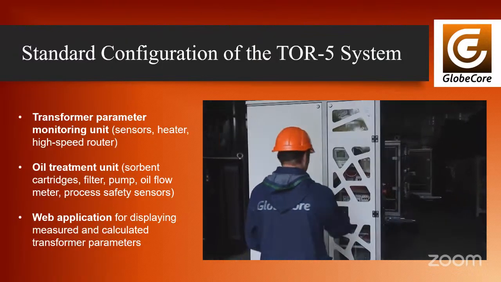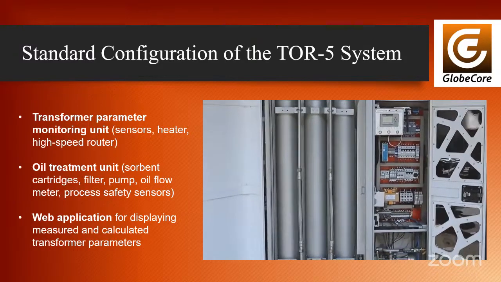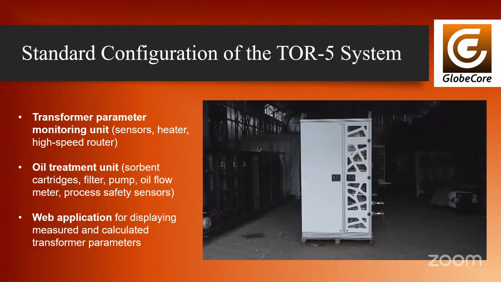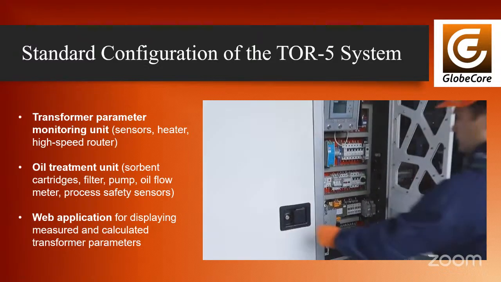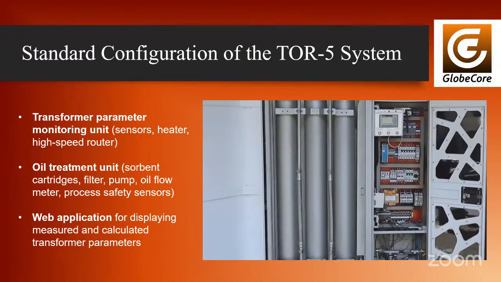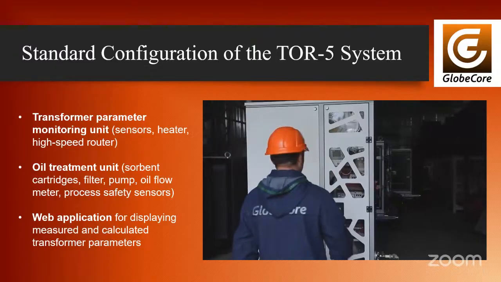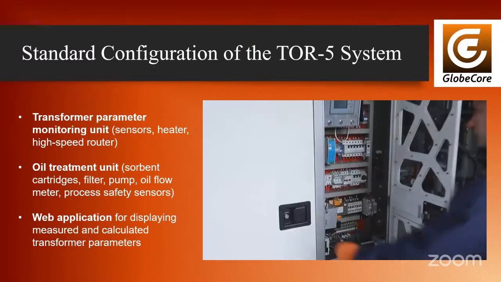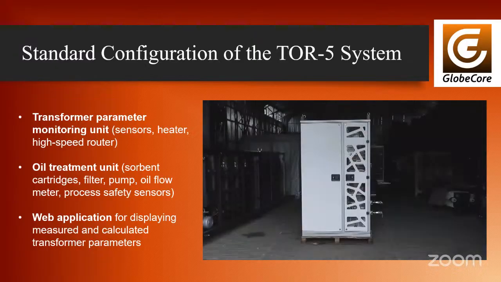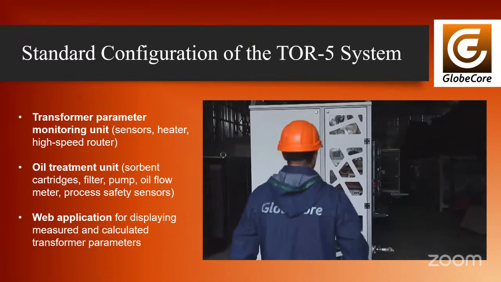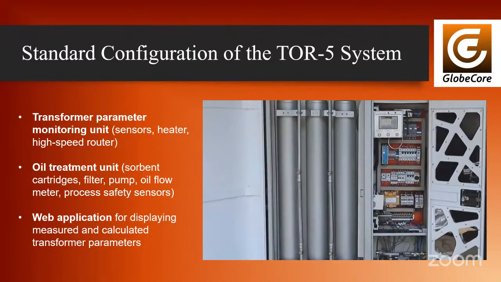The TOR5 system is supplied fully ready to use. Its standard setup includes monitoring module, 2 sensors to measure oil moisture and water activity, hydrogen sensor, oil temperature sensor, top layer, sensors for ambient humidity and temperature, heating elements to make a temperature difference between inlet and outlet oil, high-speed industrial router, oil processing module, 3 sorbent cartridges, fine filter, circulation pump, pressure sensor to check filter clogging, electronic oil flow meter, oil spill sensor in the drip tray, flow type, and oil level sensor.